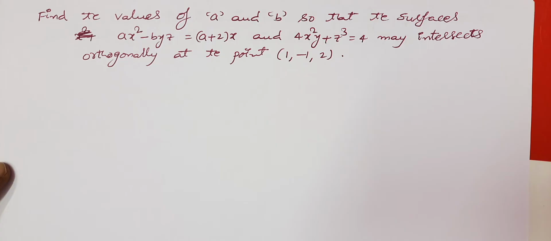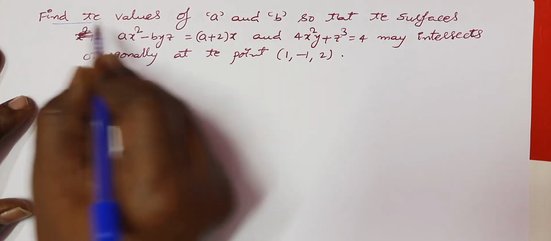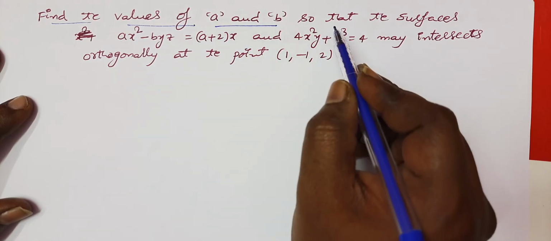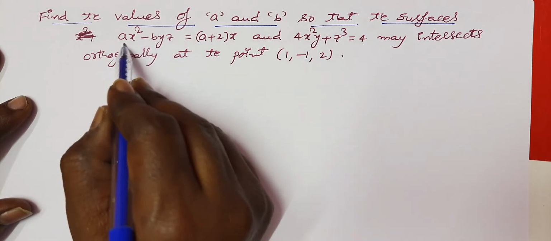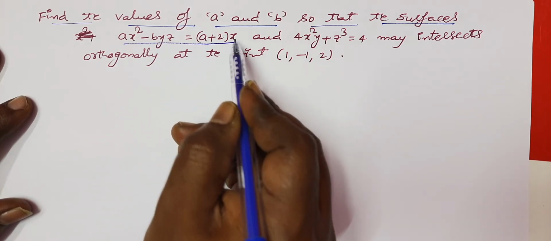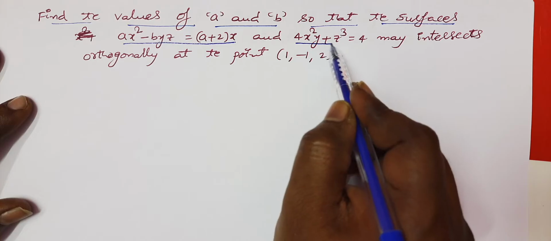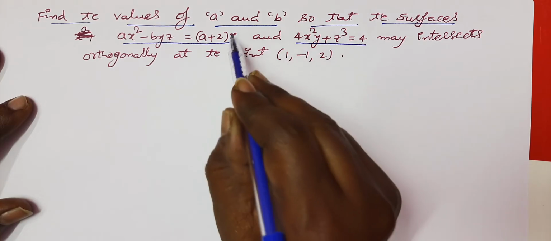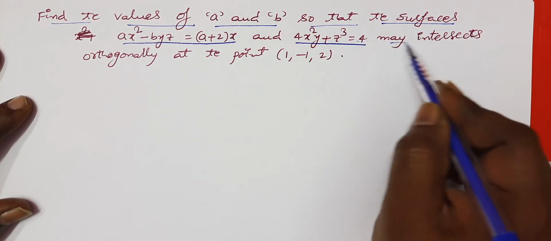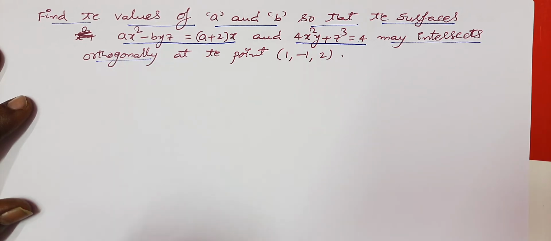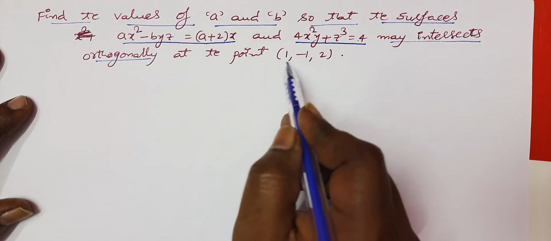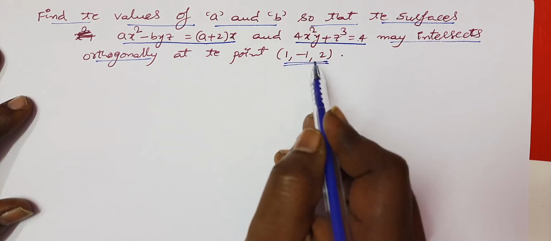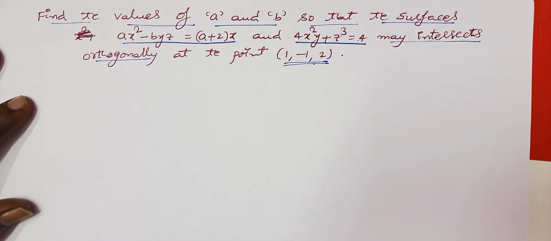So this is another example. Find the values of a and b so that the surfaces a x square minus b y z is equal to a plus 2 into x, and 4x square y plus z cube is equal to 4, this is one surface, this is another surface, may intersect orthogonally. Orthogonally means they intersect at perpendicular, otherwise at right angle, at the point 1, minus 1, 2. This point lies on both surfaces. Don't forget it.